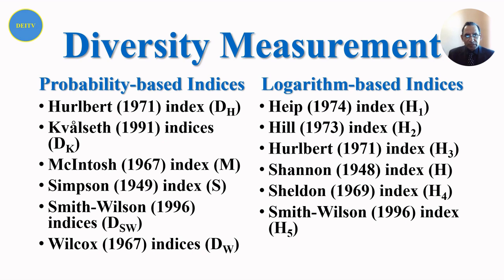The other probability-based indices include the Hurlburt Index, the McIntosh Index, the Smith and Wilson Indices, and the Wilcox Index. In terms of the logarithmic-based indices, those include the Hill Index, the Hurlburt Index, the Shannon Index, the Sheldon Index, and the Smith-Wilson Indices.